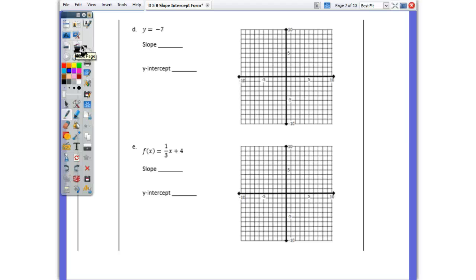y equals negative 7. What's my slope? Is there anything there with the x? On this one, if you're not sure, you can always come back to the slope. What's my y-intercept? y equals negative 7, so I know my y-intercept is negative 7, right? So on the y-axis, find your negative 7. And now what do I do from there?